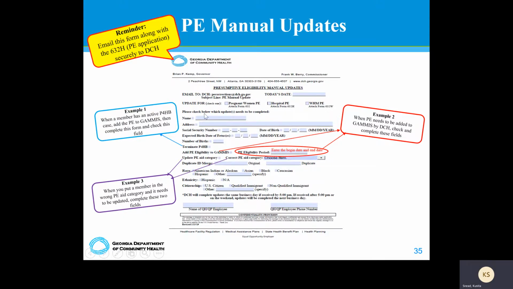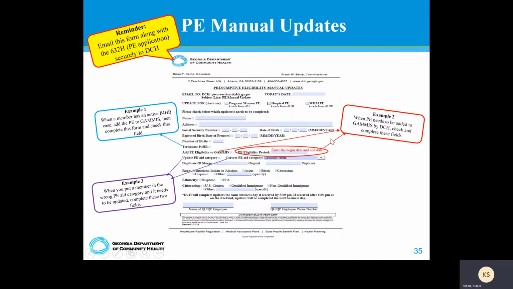Down here, it says, please check below which update or updates needs to be completed. So that means you're not going to be filling out this whole entire form. You're only going to check and write down the information of what needs to be updated. So if it's just the name that needs to be updated, you're going to check the box right next to name, and on that line, you're going to put the whole name or what the name should be in gametes. If it's the address, the same thing. Check the box and put the address of what it should be. It may just be the zip code, but I would prefer that you put the whole address so we can make sure that we have the whole address.